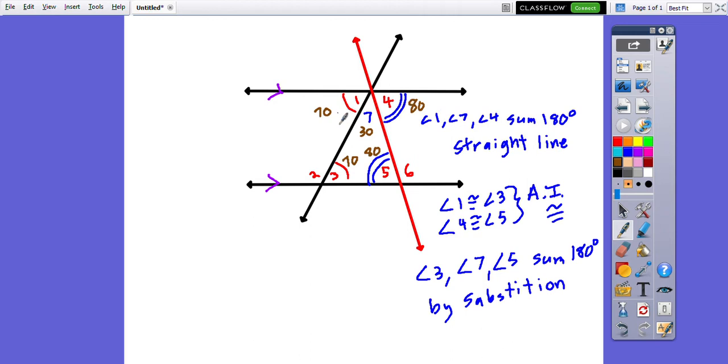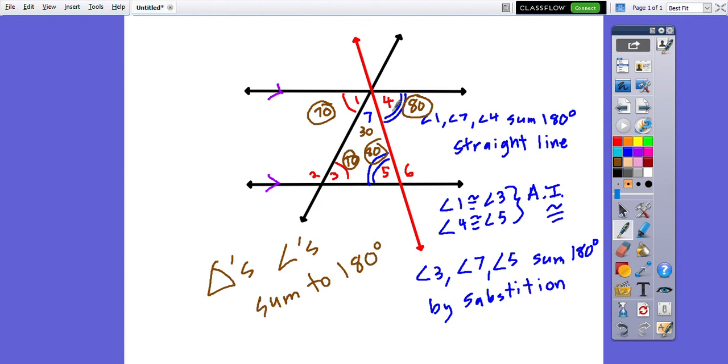No matter what numbers I make up for this and this, these two are going to be the same, and this is always going to be what's left over on a straight line. But then these are the same number, so it's going to add up to 180. So we know that triangles' angles, and it's really interior angles, sum to 180. It's a very fast and loose proof, but it's a nice way to show it. That's all. Thanks.